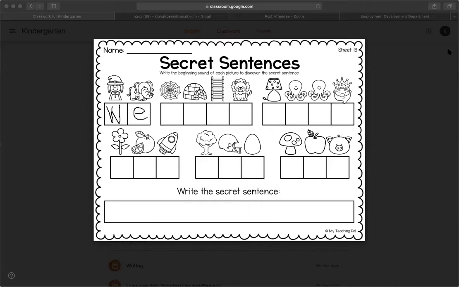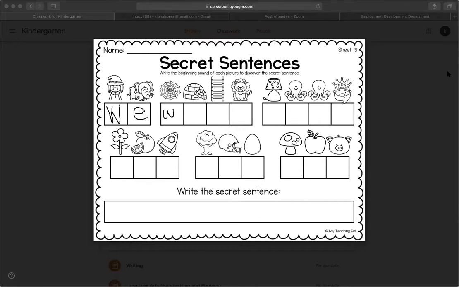Now, Tristan, can you tell us what the next picture is? Web. And what letter does web start with? W. So you're going to write a lowercase w.